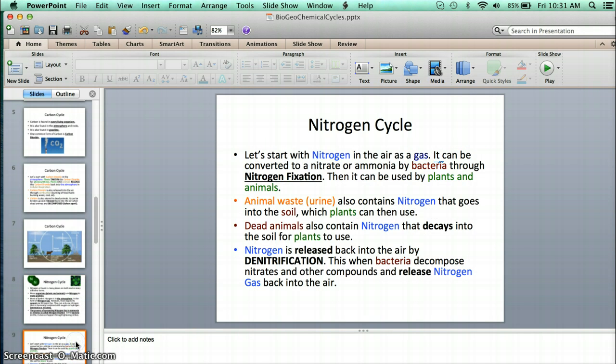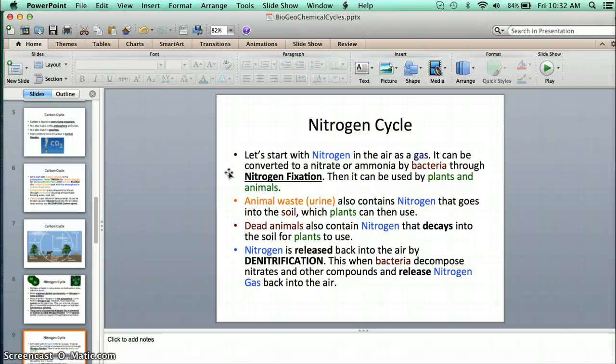Okay, so let's go through the nitrogen cycle. Let's say we start with nitrogen in the air as a gas, so it's by itself in the air in the gas form. It can be converted first to a nitrate or ammonia by bacteria through nitrogen fixation. So that's going to happen first. Then plants and animals can actually use the nitrogen to make proteins.